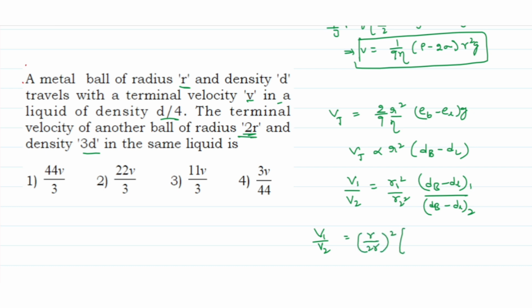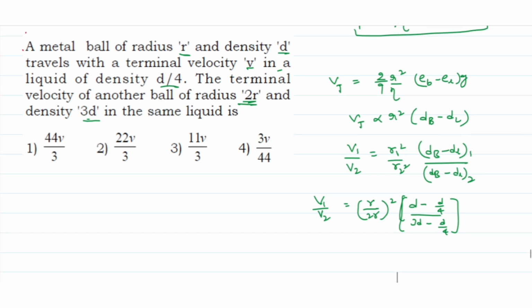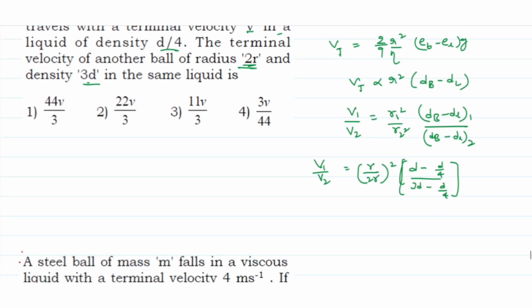So the density of the body, how much is it initially? d is the density of the body. It is flowing across two different liquids. One density is d by 4, another density is 3d. So the density of the body is not changing, the density of the liquid alone is going to be changing: d minus d by 4 by 3d minus d by 4. Now here you have to simplify this.